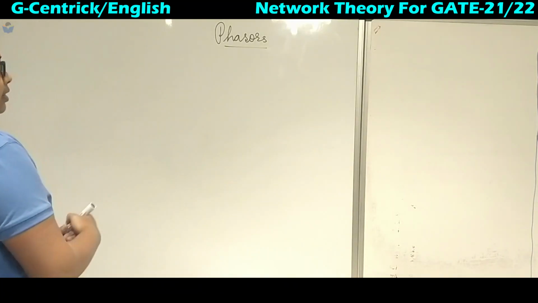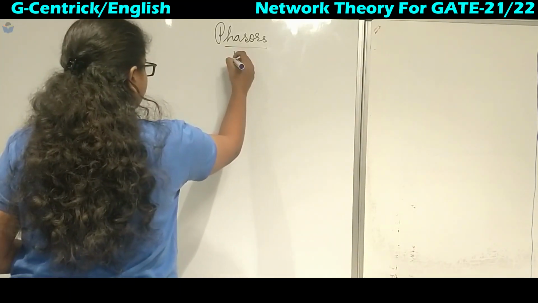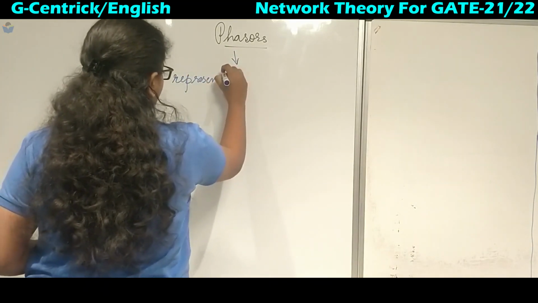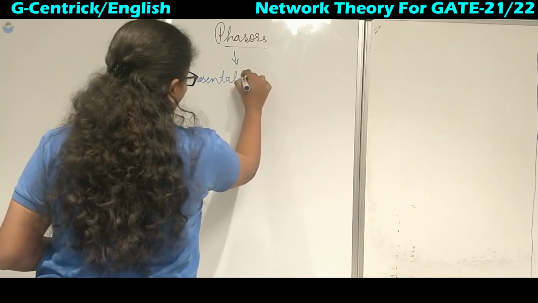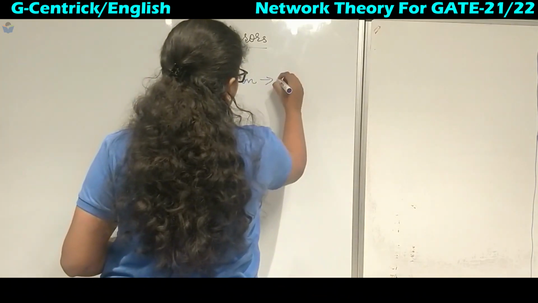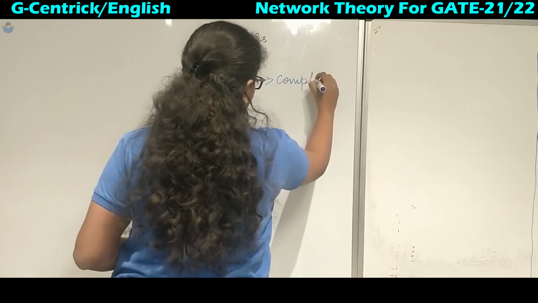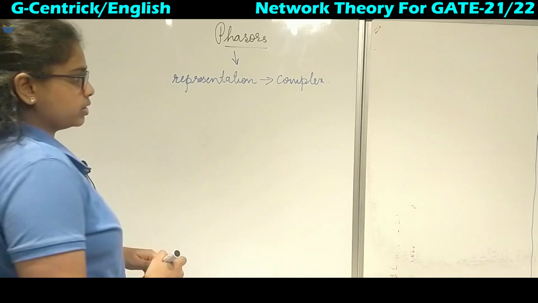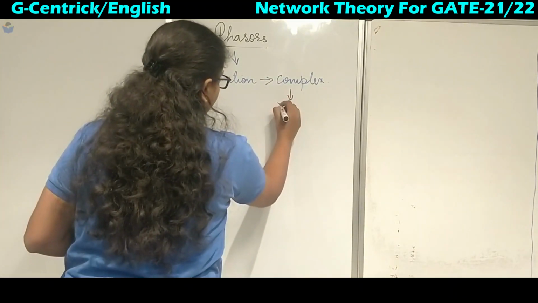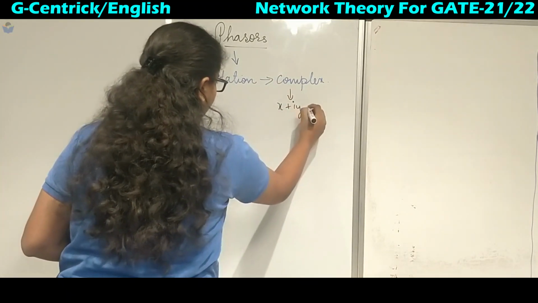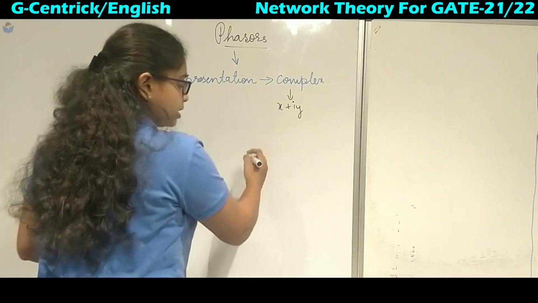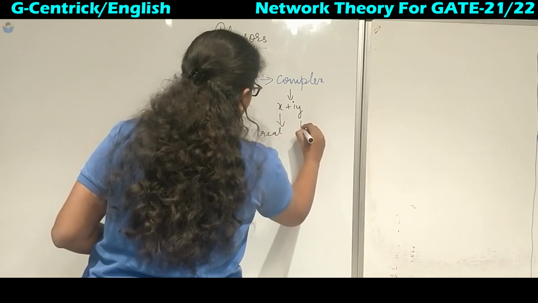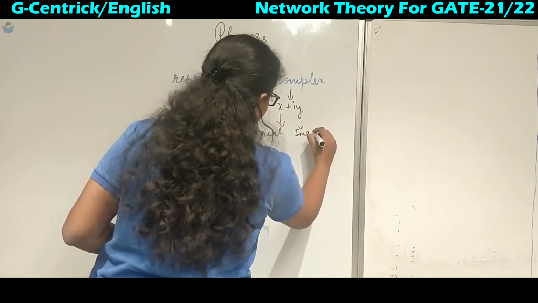So basically the phasor is a representation of a complex form. In the complex form what we will have? It is nothing but two parts. Suppose we have something like x plus iy. So this x is the real part and this y is the imaginary part.